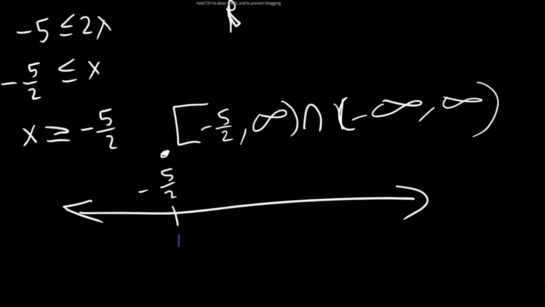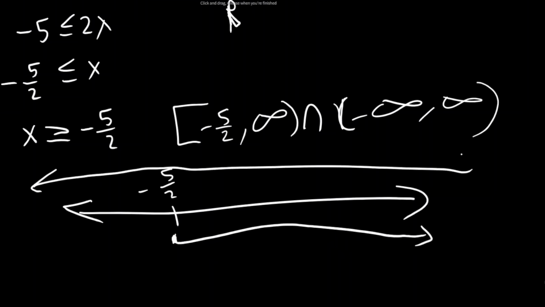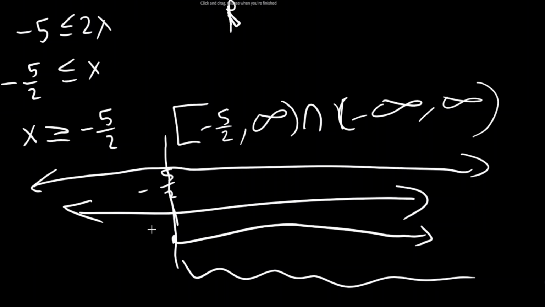Actually, I'll write this below, so let's erase this on top. So minus 5 halves, and we go to the right. And the second term is just all real numbers. So where they intersect is just this right here. Why? If we go to the left of here, only one of them satisfies, which is all real numbers. But if we go to the right, then both of them satisfy.